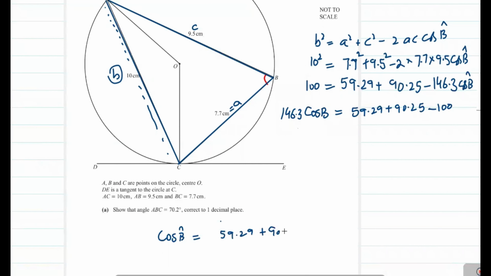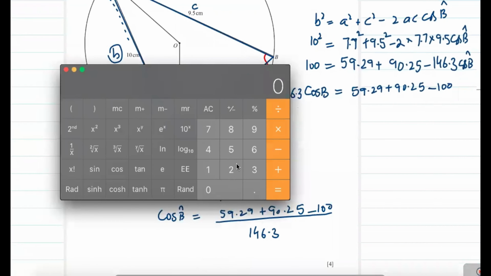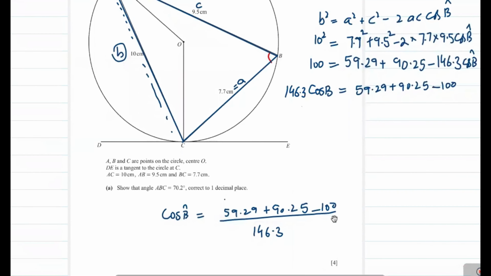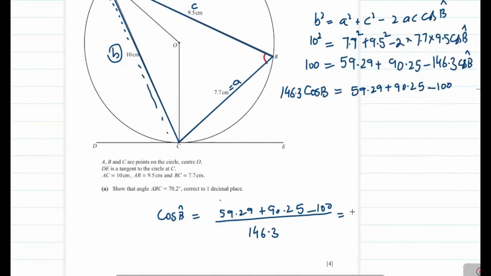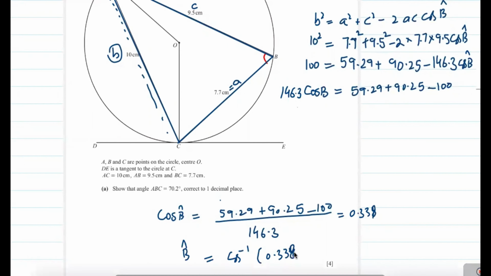59.29 plus 90.25 minus 100 divided by 146.3, and we take this value. You can see here 59.29 plus 90.25 minus 100, you get 59.54 divided by 146.3, you get 0.338. That B will be equal to cos inverse 0.338.